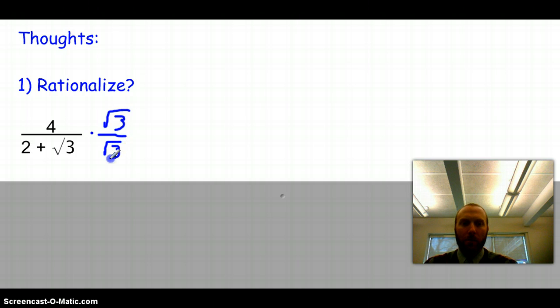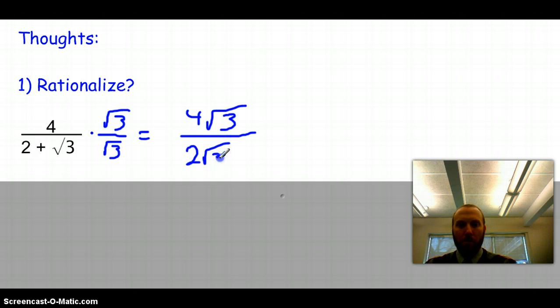What do I get? Hopefully you could do this calculation too. The numerator is just what we just had, 4 root 3, over, well, this is in parentheses, so the root 3 gets distributed. I get 2 root 3 plus 3. It doesn't even matter what I get. This doesn't work. Why not? Because clearly I have the exact same issue over in this denominator. I've got a radical.